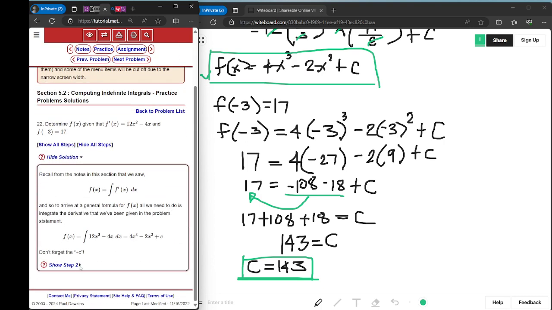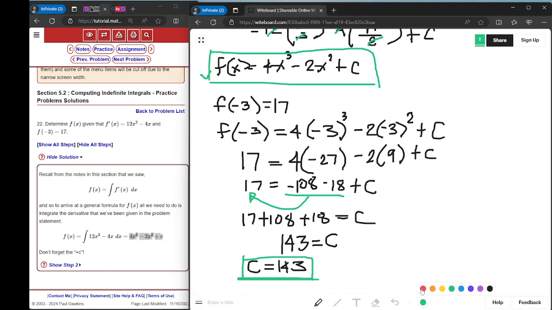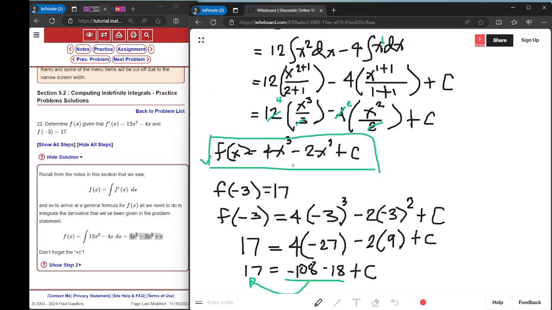Okay, we have here, this is the answer, 4x cubed. So in the first step of Paul's notes, we have 4x cubed, that's correct. Negative 2x squared, we're correct again. And plus c. Now let's check step 2.